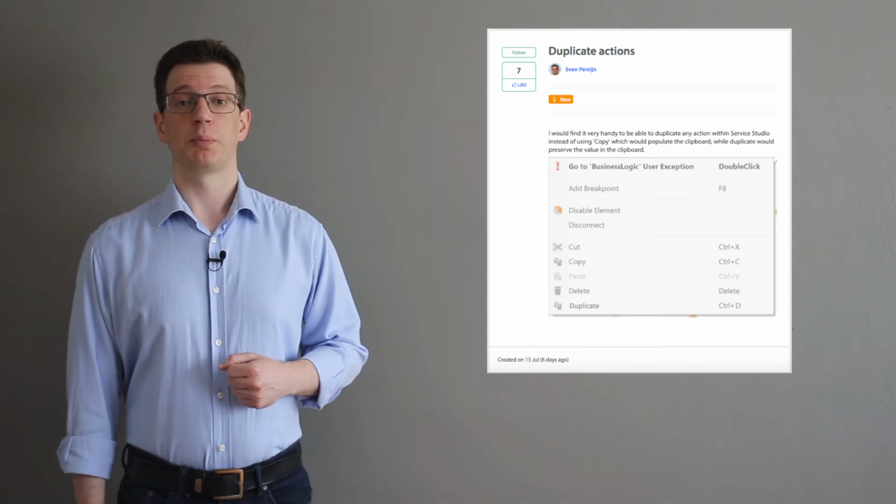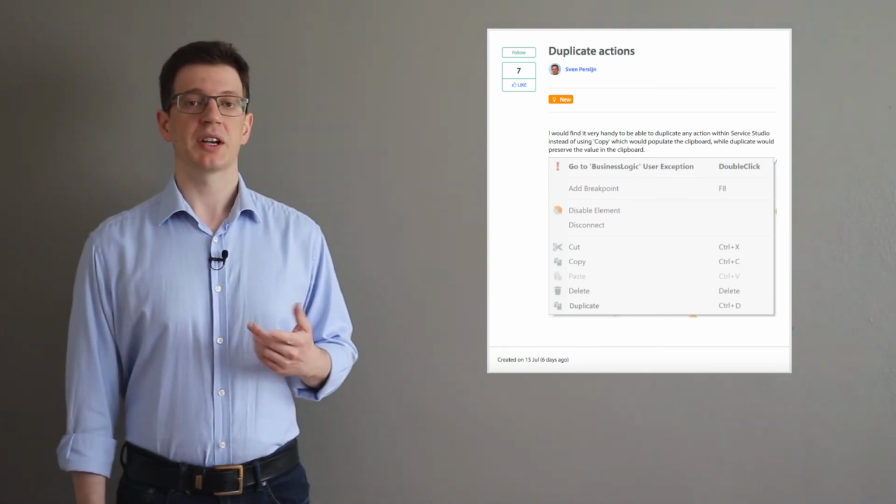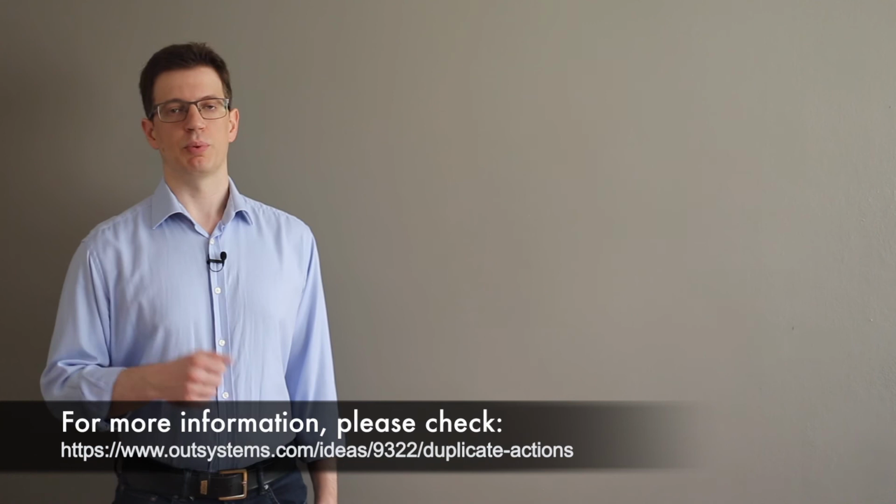By doing this, we will populate the clipboard, maintaining its value while the action is being duplicated. You can share support or provide your feedback by reaching it at this ideas page.